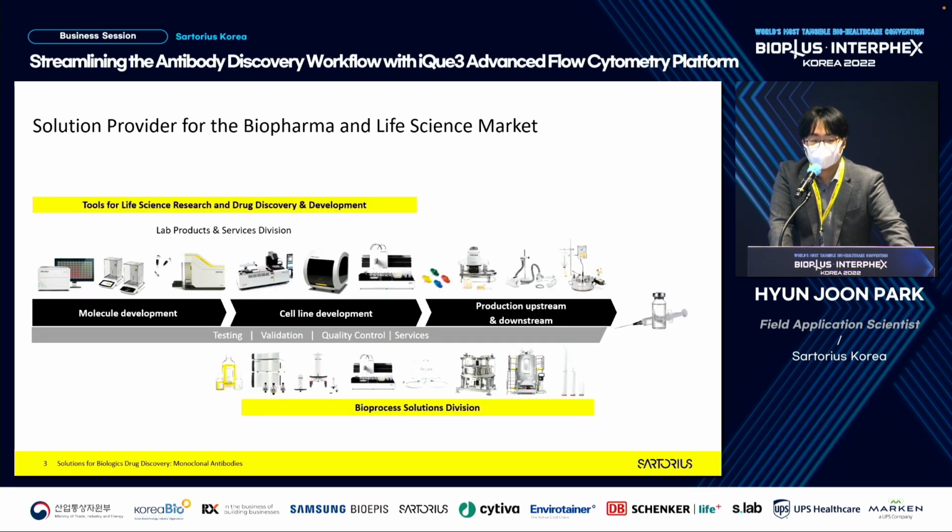And Sartorius is a total solution provider. From upstream to downstream, we cover various aspects of biotechnology with our solutions. As you see from the slide here, from lab productions and also the service divisions, we are working on the consumables and equipment, as well as the culture for the processes and the equipment. So we are a provider of many solutions as well as the equipment. So we're a total solution company for the lab.